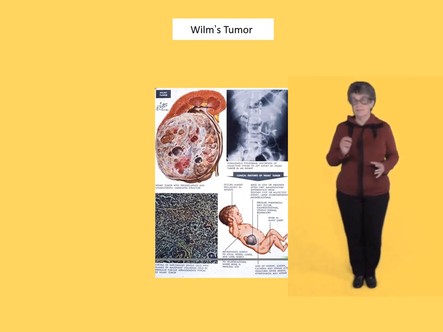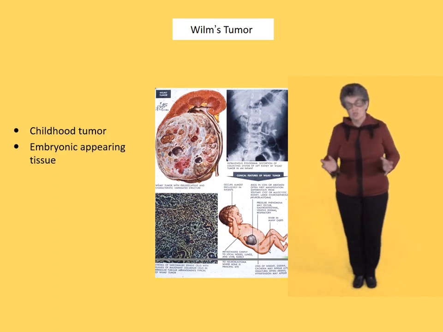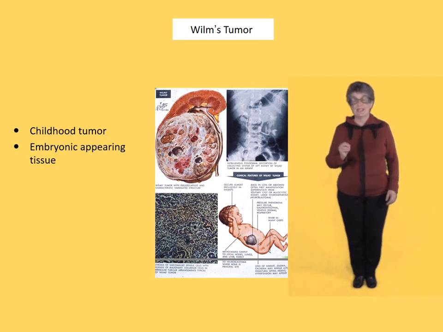Wilms tumour is a very rare but important childhood tumour. It occurs only in the kidney and is due to embryonic appearing renal tissue. It's often discussed in pathology not because it's common, but because it shows important principles about tumours in children. It has a specifically associated translocation. It's associated with some whole body genetic abnormalities that carry this translocation.